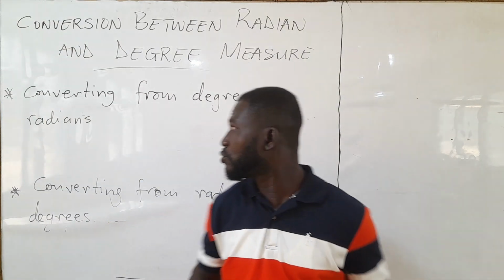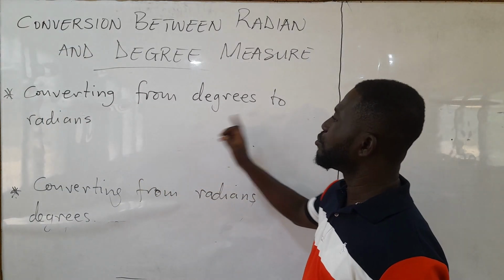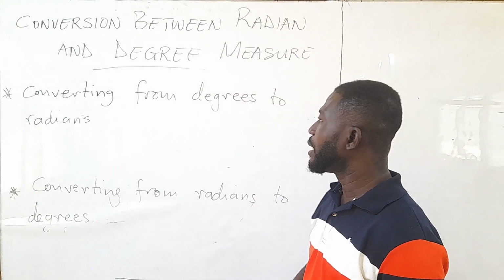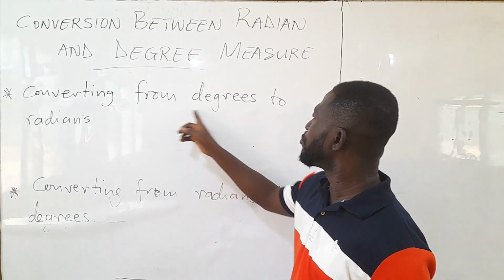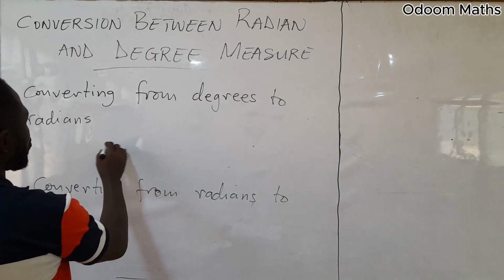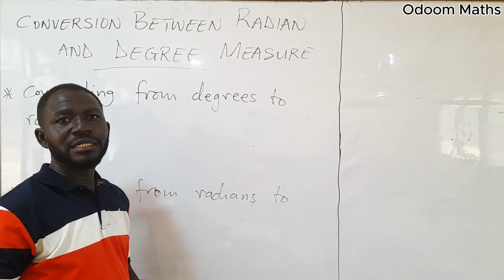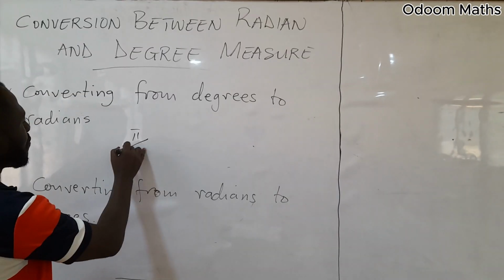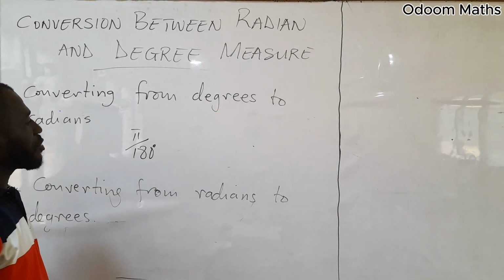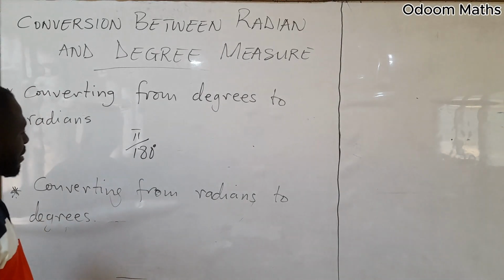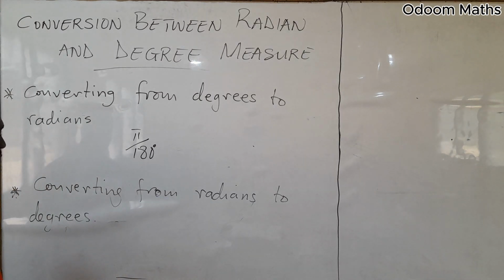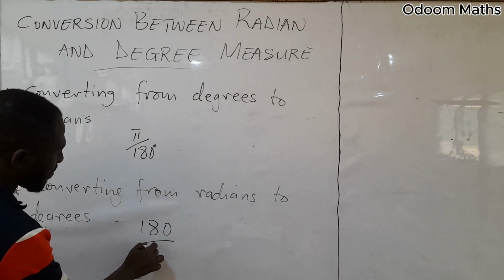Let's look at these two: converting from degrees to radians, and then converting from radians to degrees. Converting from degrees to radians, all you need to do is multiply the angle given by pi over 180 degrees. Then, converting from radians to degrees, you multiply by 180 over pi.